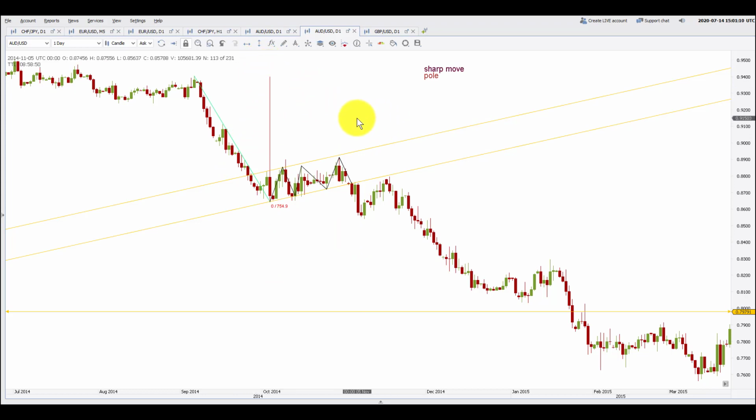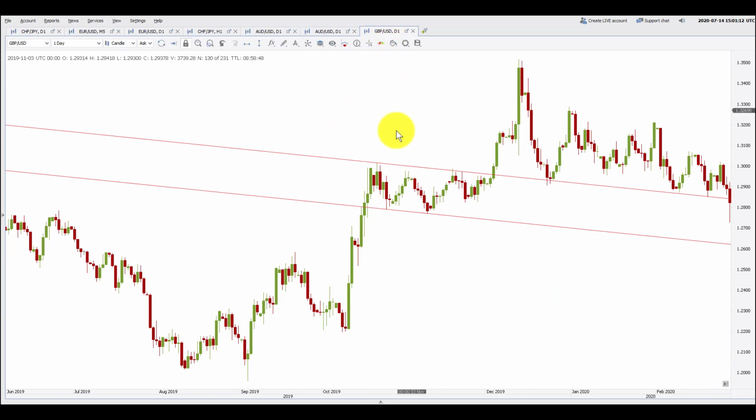So that's for the Australian dollar. The next example I have is in pound. It is Great Britain pound versus the US dollar. You see, now in this one I have already mentioned where is the flag, so you have to tell me where is the pole. And it is very simple.